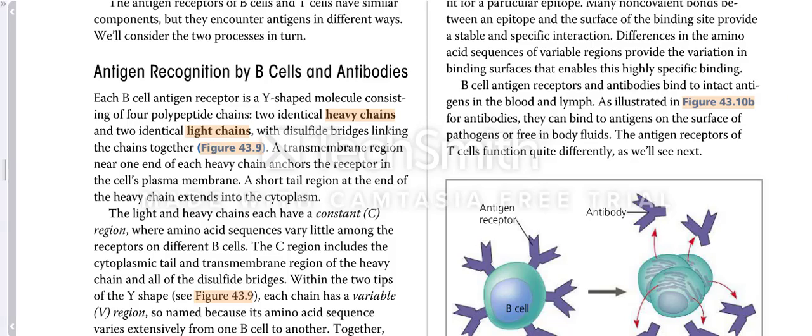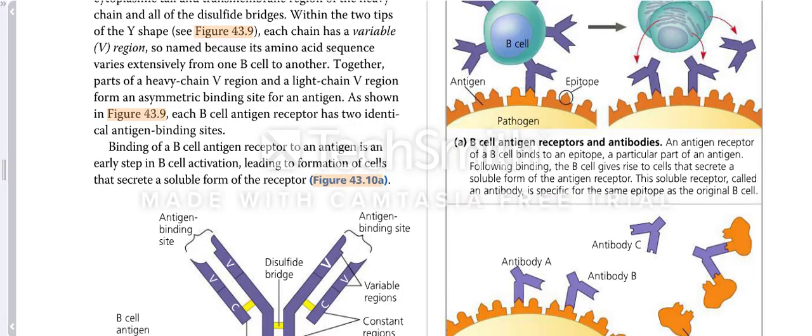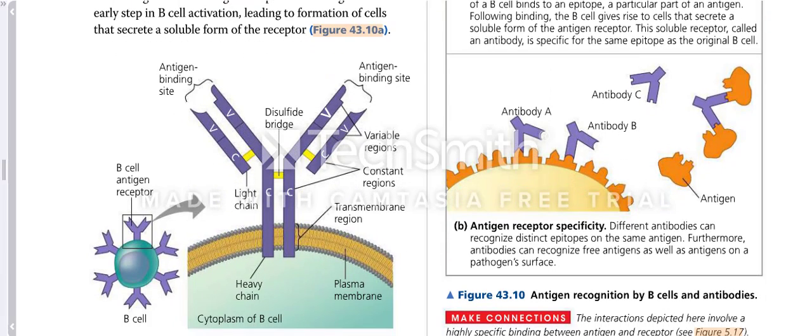Figure 43.10 A and B down here. Part A shows you that the antigen receptor, which is the antibody still connected to the B cell, codes for the same exact lock and key fit as the antigen, because the antibody and the receptor are the same thing. So they will match the same epitope on the antigen.